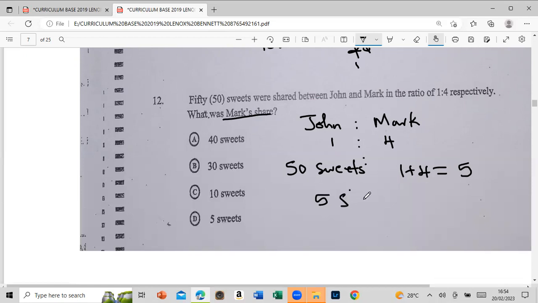Isn't that what they're saying? Because the total is 50 and the total shares is 5. So 5 shares is equal to 50.